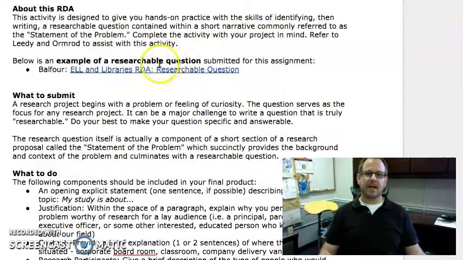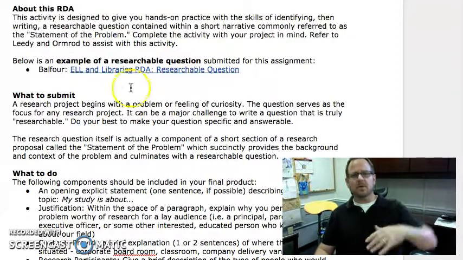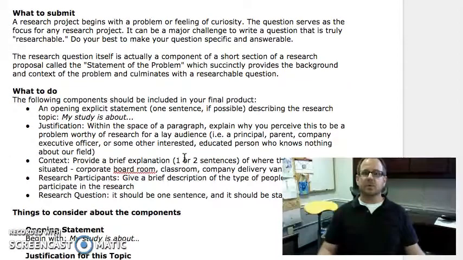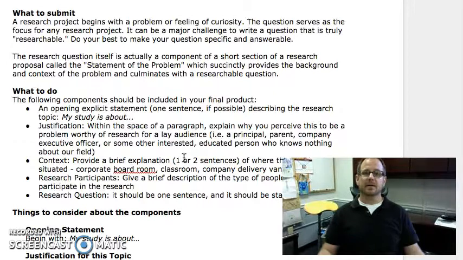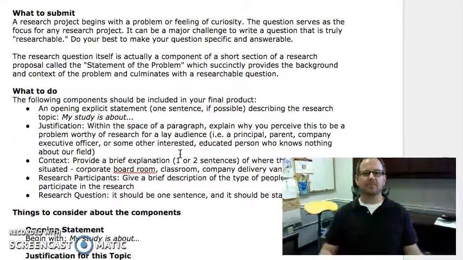Okay, I've got an example of a researchable question that you can go and have a look at, but I'll let you do that on your own. What I want to focus on is the what to submit. This is probably the most important thing. You are going to submit a written statement of your research question, and then a statement of the problem. And it should succinctly provide background and context of the problem and culminate with a researchable question, right? So it should really feed into that question. Here's why I am asking this research question in particular.